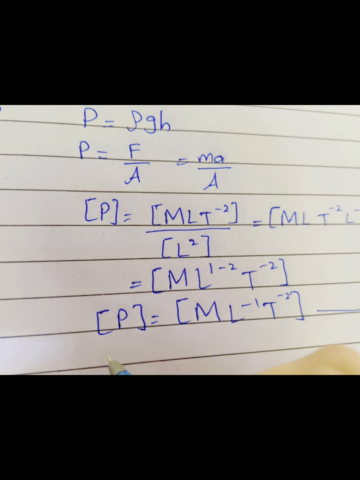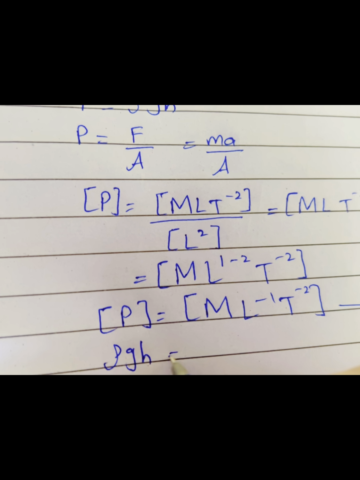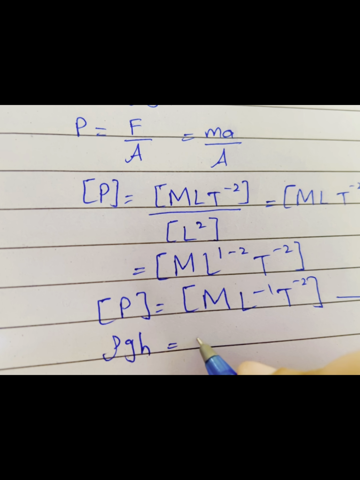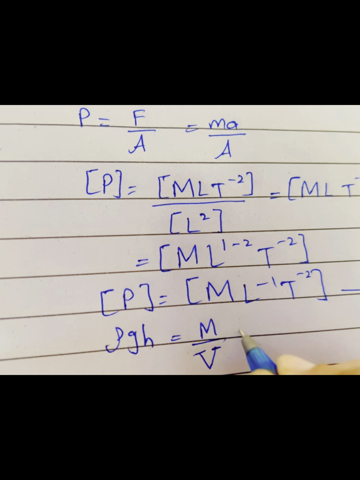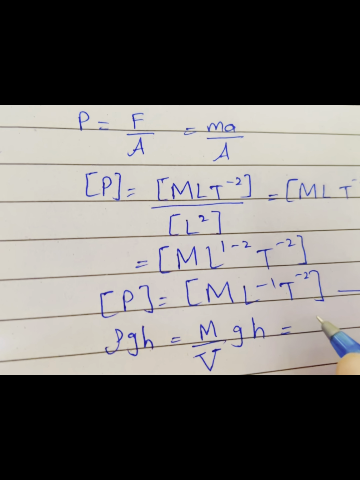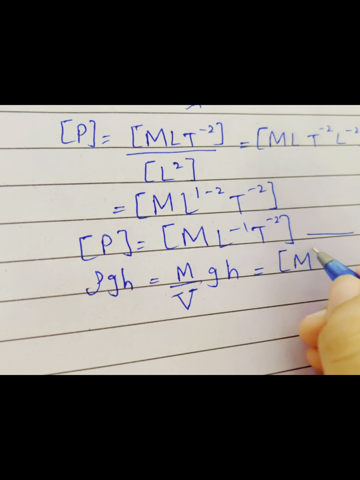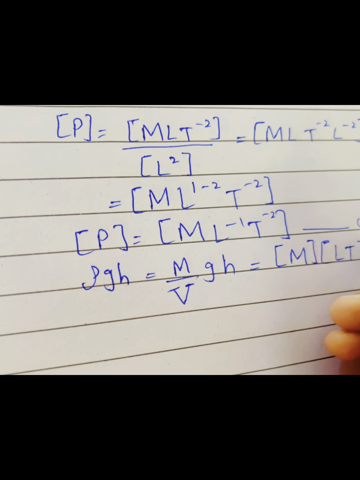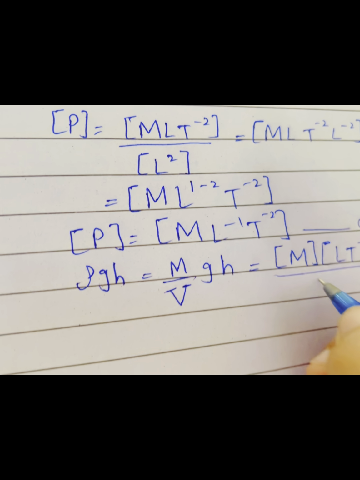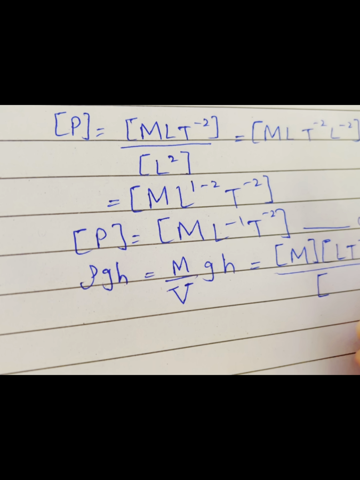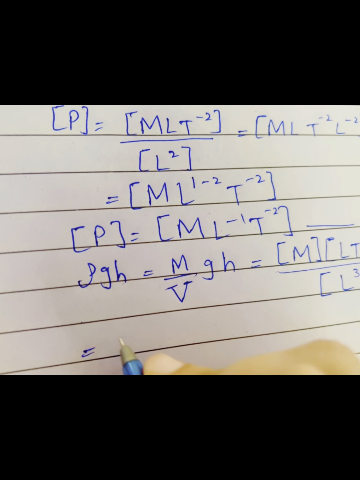Now for the left hand side we have the expression rho gh, and for rho we have the formula of mass per unit volume, and for g we have gravitation, and h. Now let's write down the dimensions. M, and for g we would use LT minus 2, and for h there is the dimension of L. For volume, we have the dimension of L cube. Now let's simplify this formula.